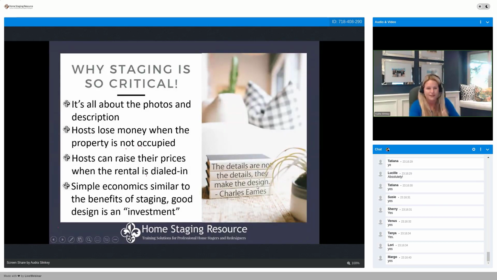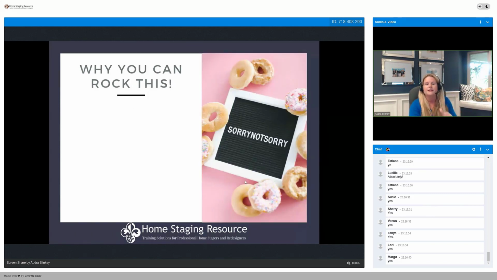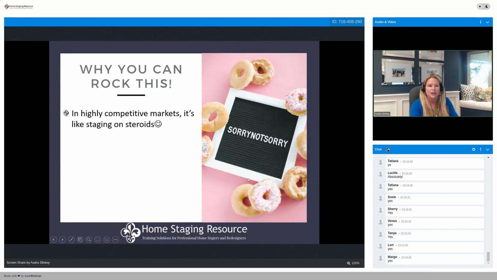It's similar to the benefits of staging. Good design is an investment. And the fun thing about this, I'm going to mention this even later, is there's a lot of statistics that back up the benefits of good design when it comes to your short-term rental and how it increases your nightly prices, your nightly rates, and your occupancy. So, in highly competitive markets, this is like staging on steroids, which really excites me.